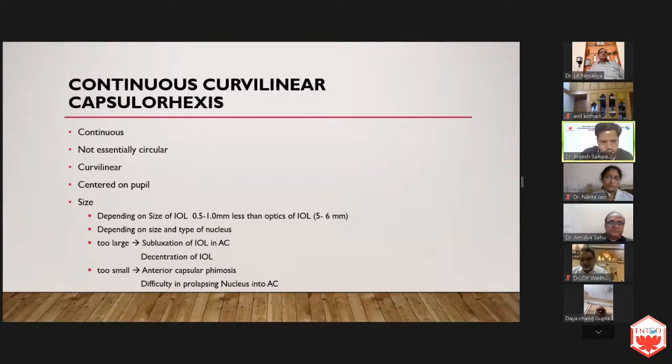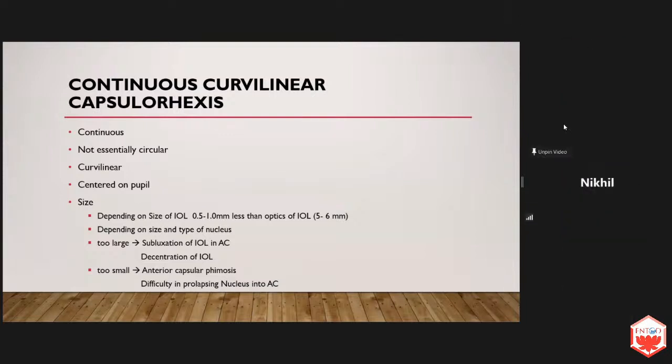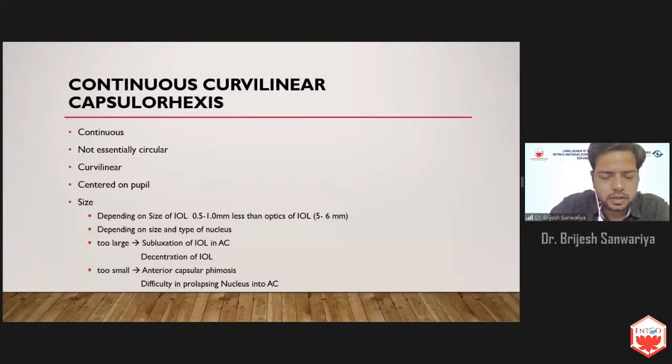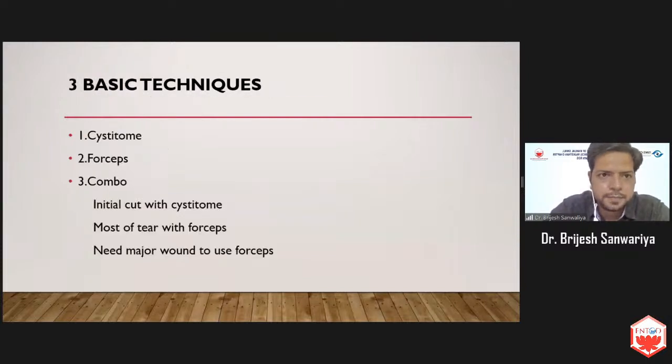Its size will depend upon the IOL optic size, and should be 0.5 to 1 mm less than the optic size of the IOL. Depending on the size and type of the nucleus, if the nucleus is bigger, the capsulorhexis should be bigger. The complications which can arise: too large a size will lead to subluxation of the IOL in the anterior chamber or decentration of the IOL. If it is too small, it can lead to anterior capsular phimosis and difficulty in prolapsing the nucleus into the AC.